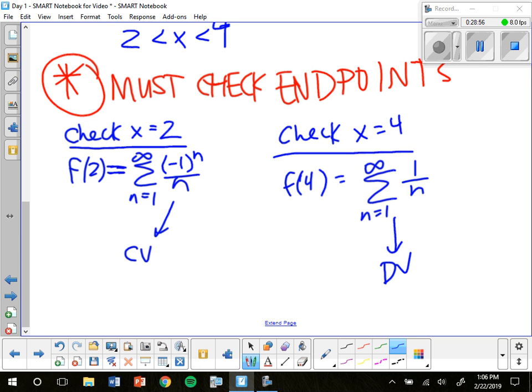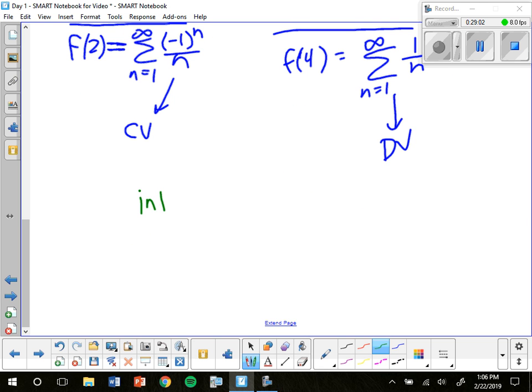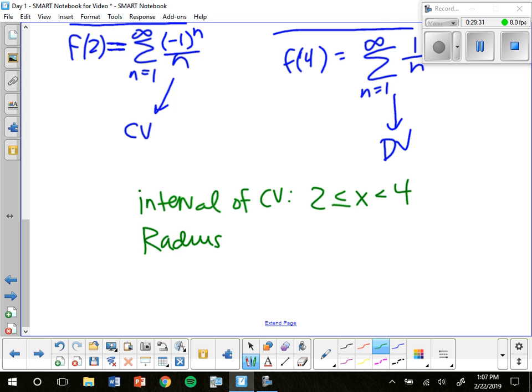Regular harmonic diverges. So what I can conclude is that my interval of convergence is when x is between 2 and 4, and which of my endpoints also work for convergence? 2. So that's my interval of convergence. Every number between 2 and 4, 2 is included, 4 is excluded. What's the radius of convergence? Where's it centered? 3. And then what's the radius? 1.